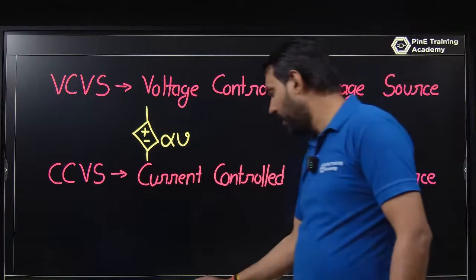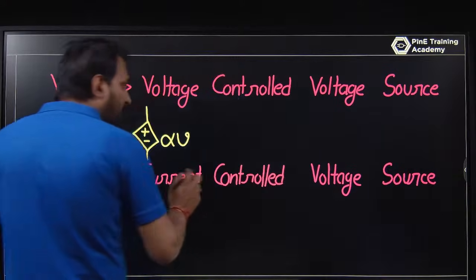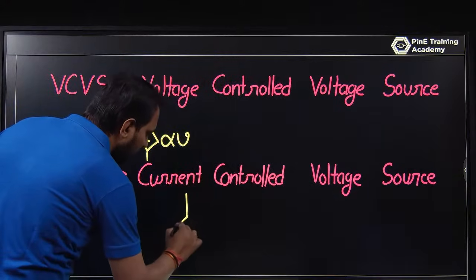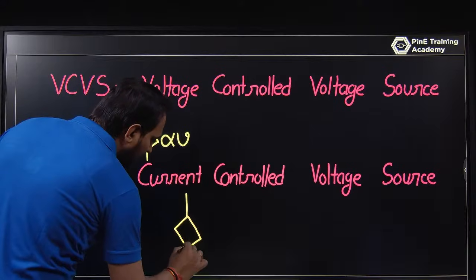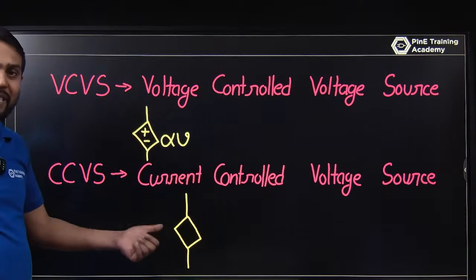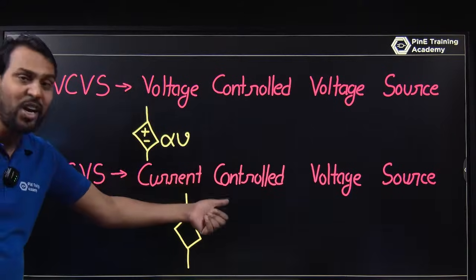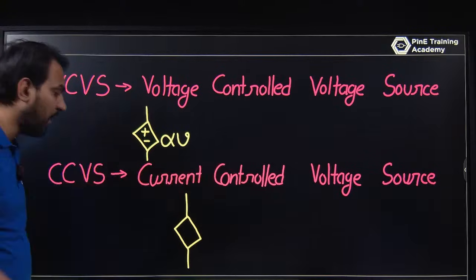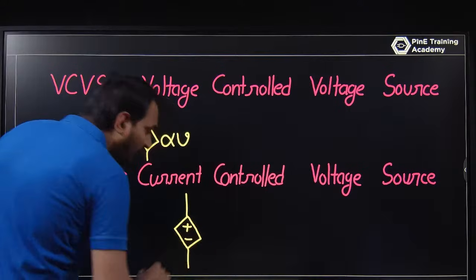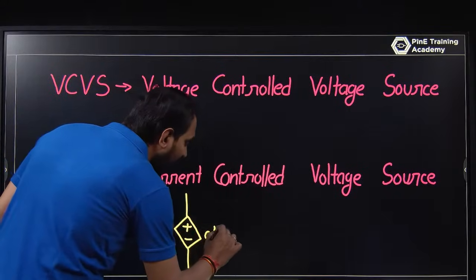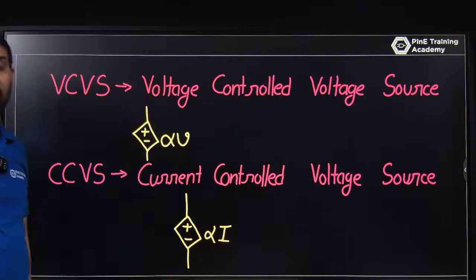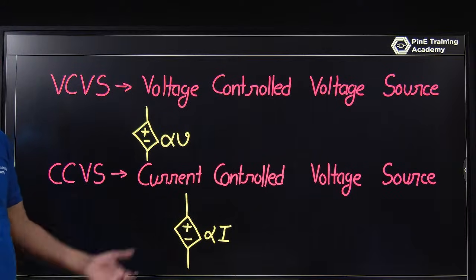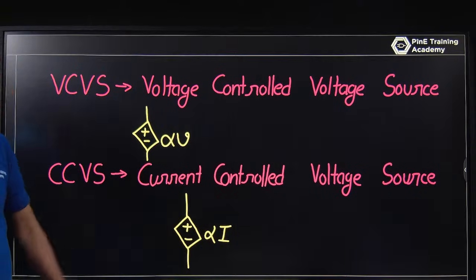Let's talk about the current controlled voltage source. Of course, that symbol is a diamond. This is current controlled, controlled by the current, and the source is voltage. So the source is voltage and it is controlled by the current. I am writing it in this way. That is a current controlled voltage source.